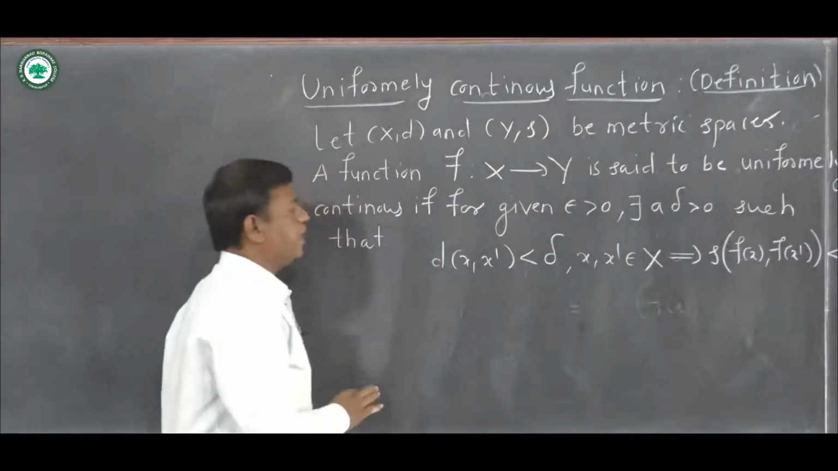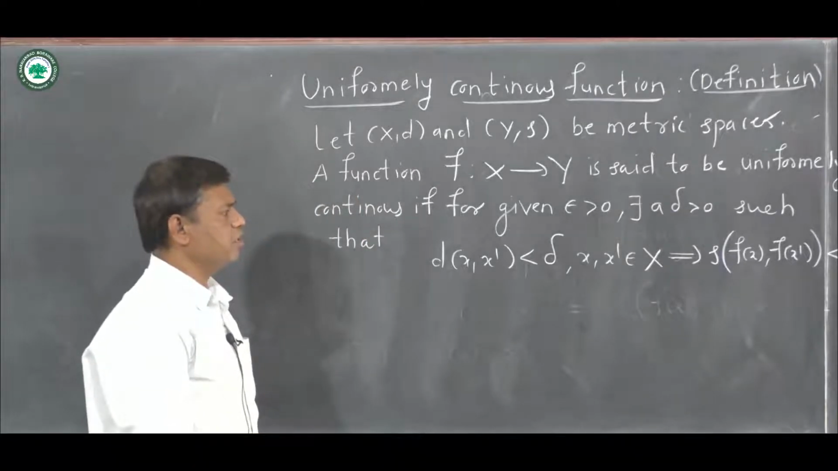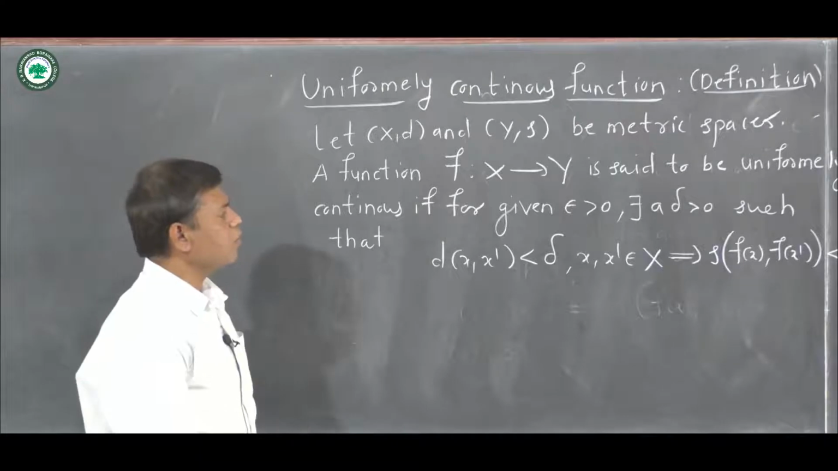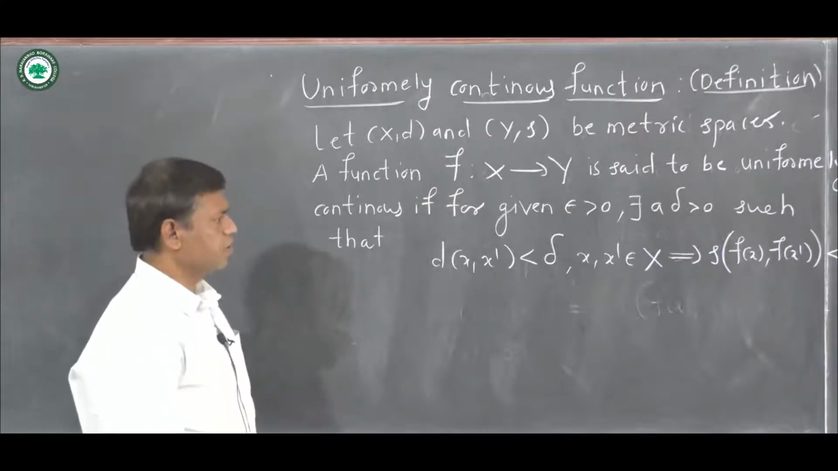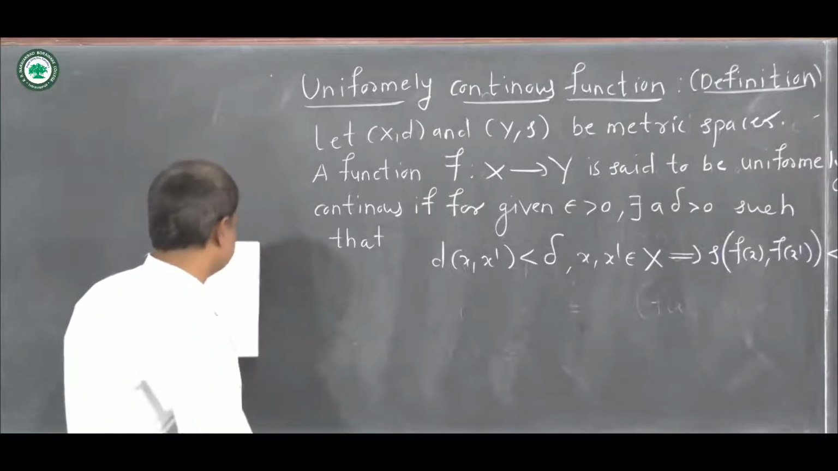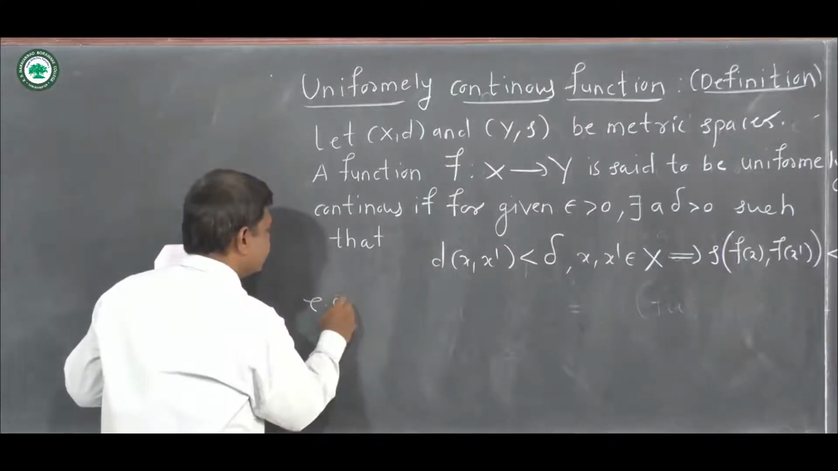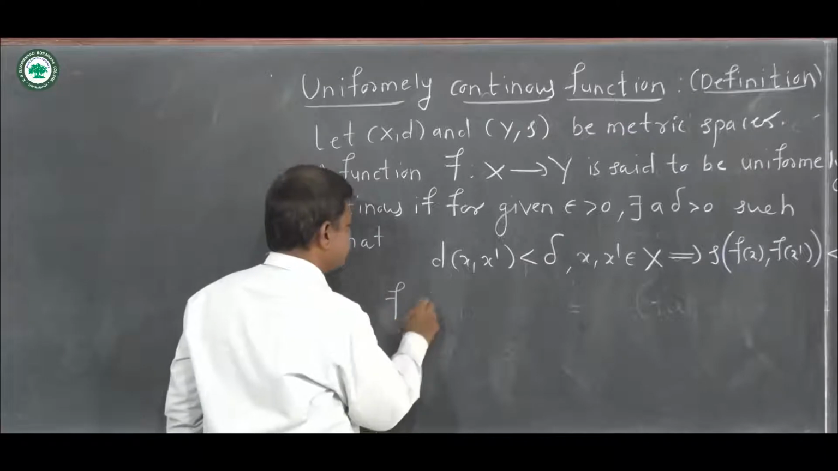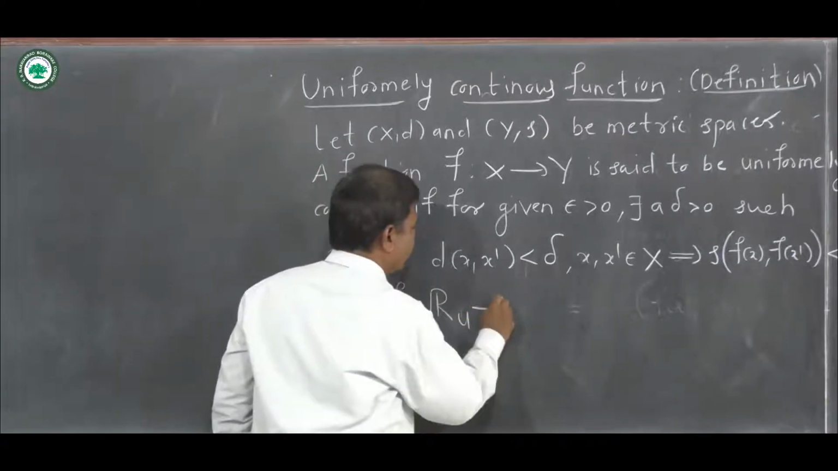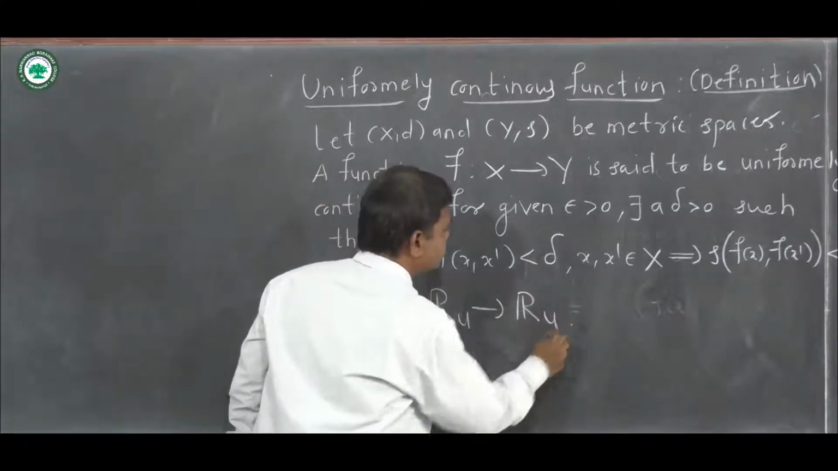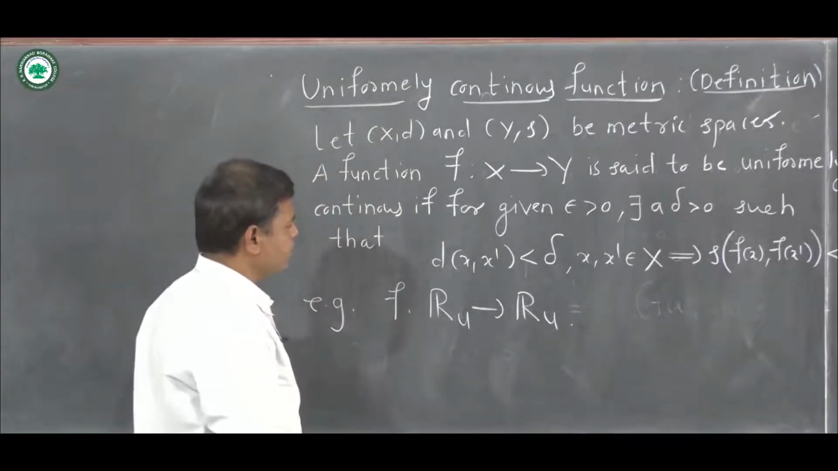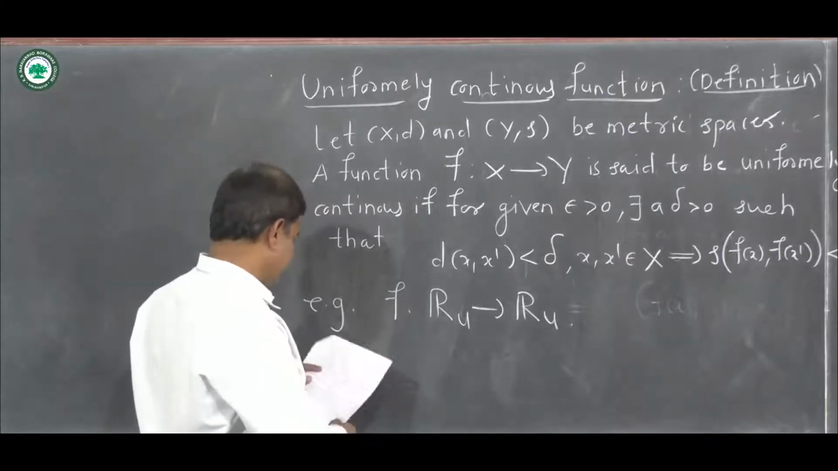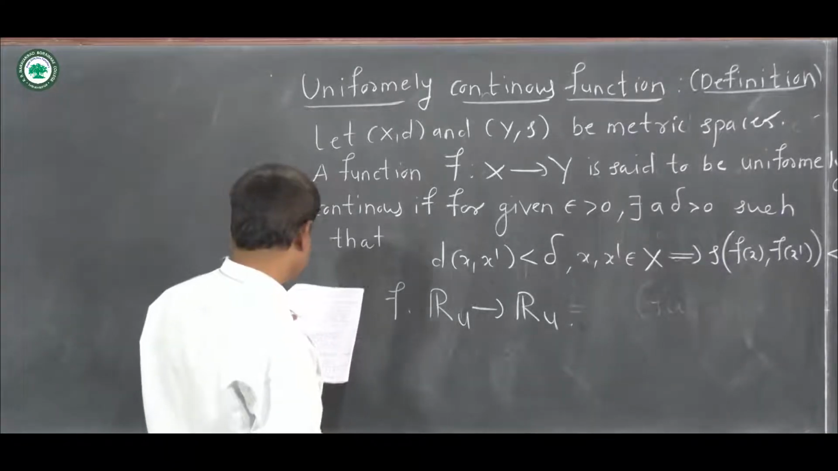Now remember that when a given function is uniformly continuous, then that function is always a continuous function, but the converse is not true. That is, a continuous function need not be uniformly continuous. So we are going to see one example here. The example is f, a function from R_u to R_u, where R is the set of real numbers, and R_u means R with the usual metric d(x, y) equal to mod of x minus y.